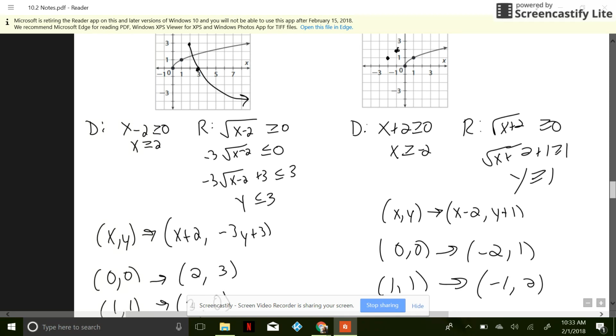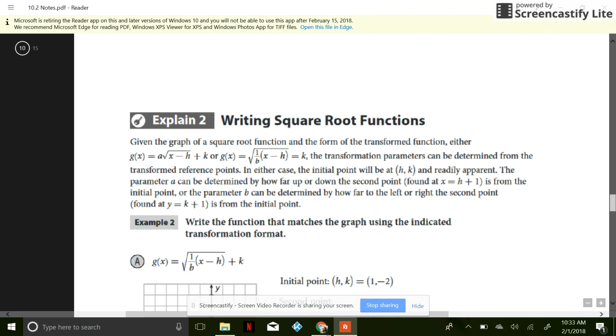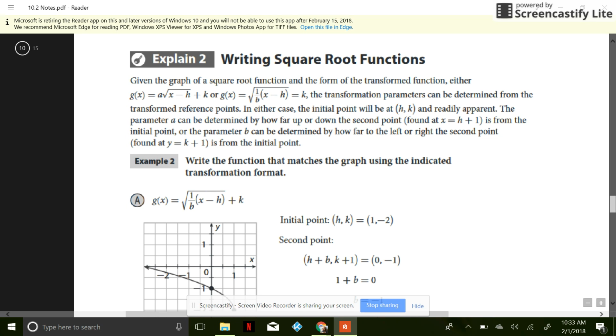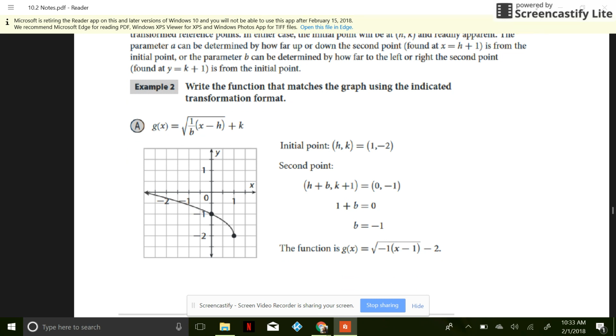So all we've done in this case is just shifted. Our graph is going to look something like that. Now, writing our function, if we're given the graph, again, the key thing you're looking for is that starting point. That's telling you where you're shifting. And then we want to compare how the y values are changing.